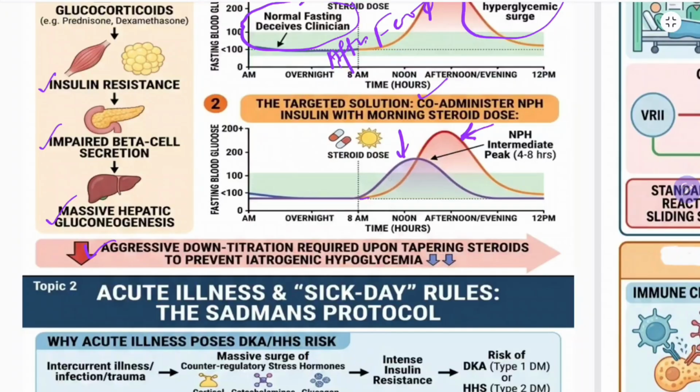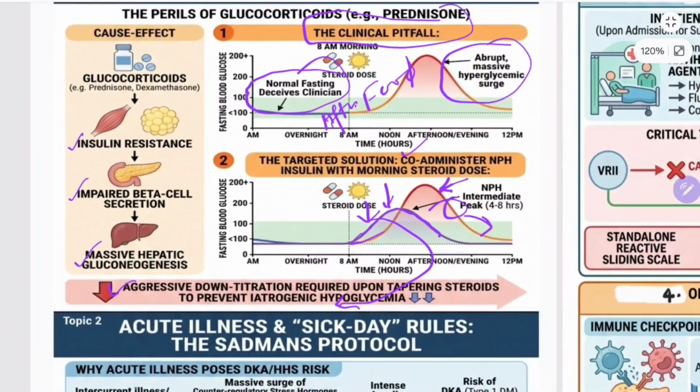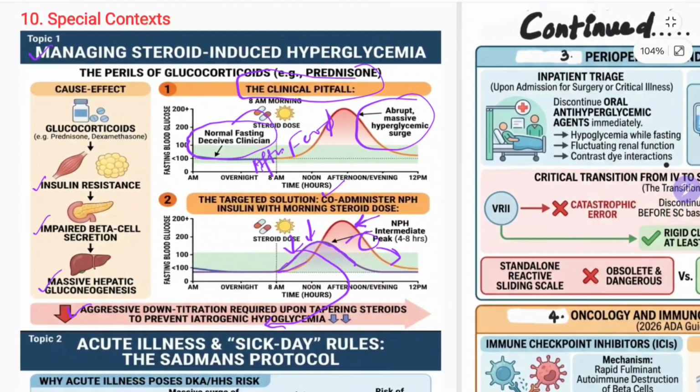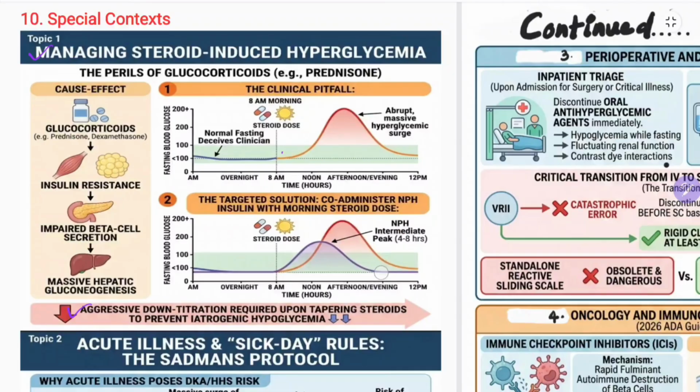Yes. So if a patient is on chronic steroid therapy and is given NPH insulin to counter this postprandial spike of glucose, and suddenly the steroids are stopped but his insulin is not stopped, then that will cause iatrogenic hypoglycemia. That should be kept in mind. So when you are tapering steroids, you should decrease the dose of insulin or hypoglycemic drugs. So that is one thing. Okay, that is one special context.